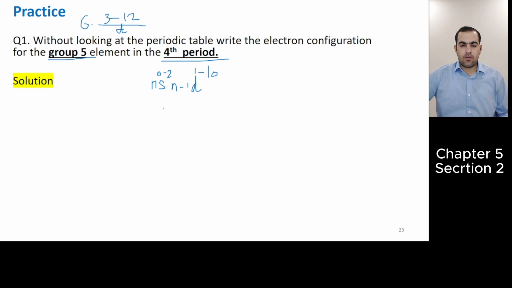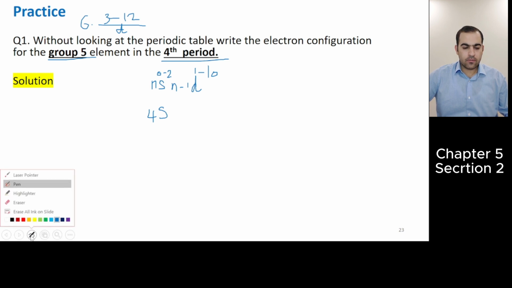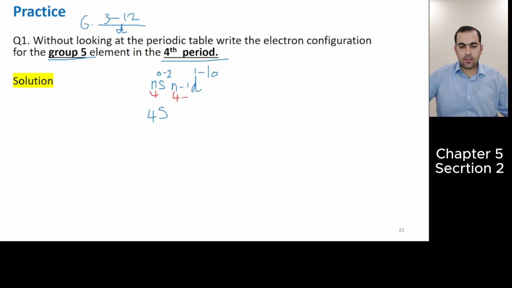Here, N equals the period number. The period number is 4, so N equals 4. Then N minus 1 means 4 minus 1, so which sublevel is that? It's going to be 3, so 3d. How many electrons do we have in S and D?